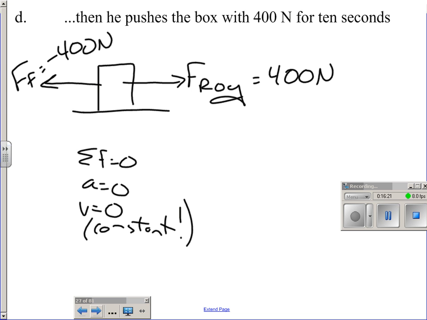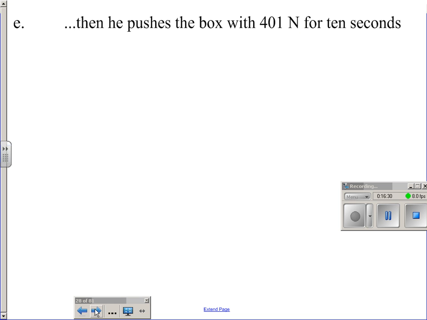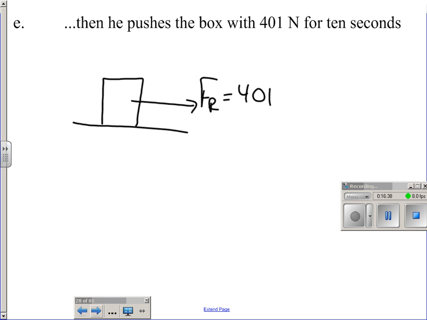So the obvious question is, what happens if he pushes with more than 400 newtons? Well, let's find out. So this time, he pushes with 401 newtons. What's going to happen now is Roy is very determined to get the ice cream. He pushes with 401 newtons.